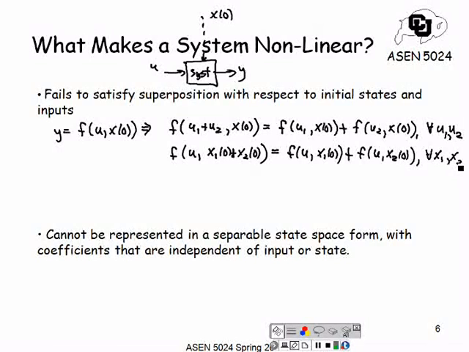Now, it's actually a lot easier to show a system is nonlinear than to show it's linear. What do I have to do to show a system is nonlinear here? I just have to find one pair of inputs u for which this equation is not true. That's all it takes to show that this property does not hold in general. So it's actually not too hard to show a system is nonlinear. You just have to find one case that shows the superposition does not work.